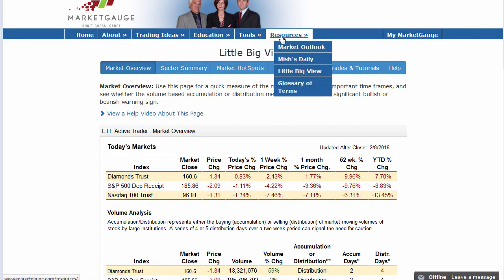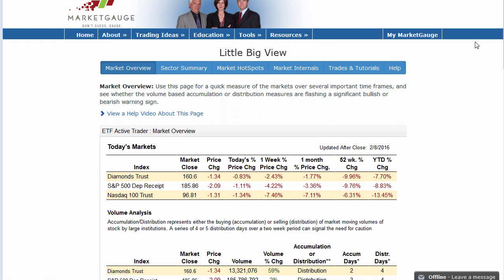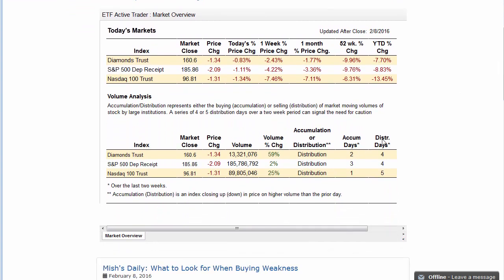So I pulled in our site, and if you go to resources, little big view, you'll end up here. I'm at market overview, and if I scroll down, you can see here's the number of distribution days and accumulation days. Now if you get 4 or 5 over a 2-week period, that's really bad, but what I just described to you is even if you hit the 3 number, that's a heads up that you want to follow the market in that direction when it goes in that direction. So 4 or 5 distribution days, that means when the market heads lower, you want to anticipate that the momentum on the downside could continue. All right, so it is really a simple calculation, but it is incredibly effective.